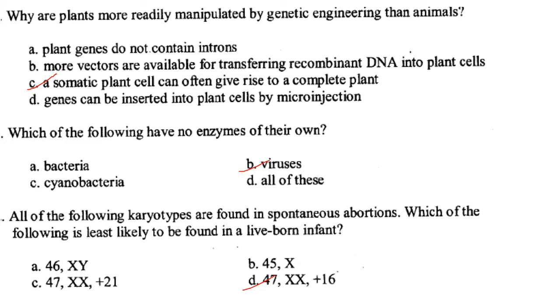Now 47,XX,+21, that is Down syndrome girl, and a normal karyotype is written as 46,XX or 46,XY. There is no comma after 46 in a normal karyotype. Then 47,XX,+16, that is the most common trisomy leading to miscarriage. So answer is option D.